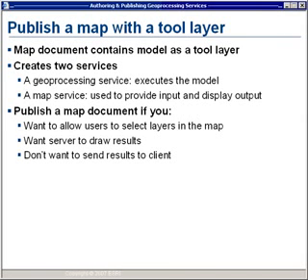You can also publish a map that has what's called a tool layer. In this case, the map document contains what appears to be a tool. And you add a tool to a map document simply by dragging and dropping the tool out of its toolbox onto the table of contents of your map document. This will create two services, a geoprocessing service, which is responsible for executing the model, and a map service, which is used to provide input and display the output of that model. You can publish a map document if you want to allow users to select layers in the map, as we did in our demonstration, or you want the server to draw the results, and you don't want to send any of the results to the client.